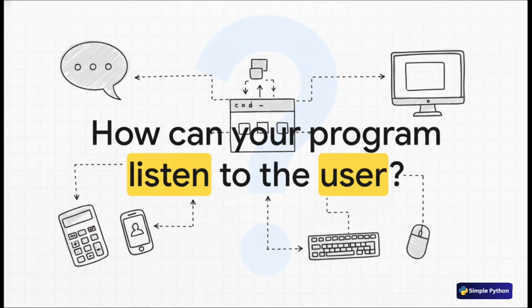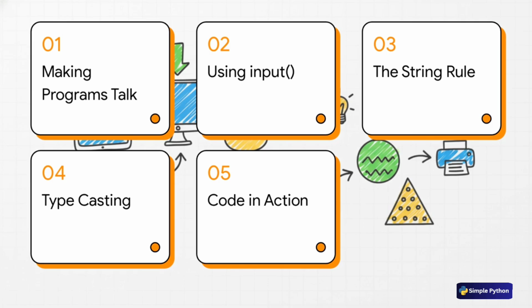I mean, think about it. Pretty much every app you use, right? From a simple calculator to Instagram, it has to talk to you. So let's dive in and figure out how we can build that two-way street between your code and, well, anyone who runs it.